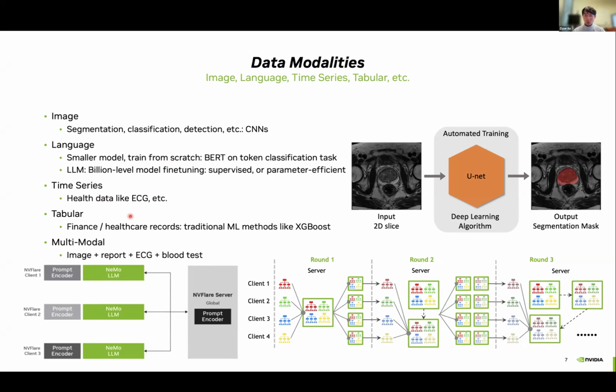When it comes to real-life studies, we can also expect multimodality data, because that is really how we humans make decisions. A doctor will make clinical decisions based on images plus reports plus ECG plus blood test results. All this information is fused in order to reach the final clinical result that will be most robust.